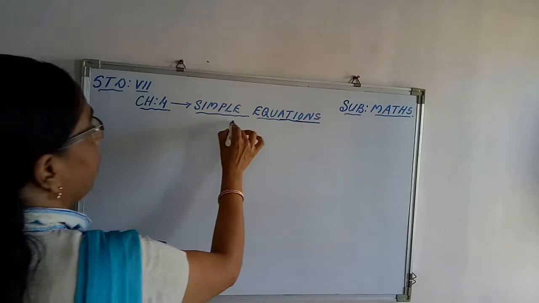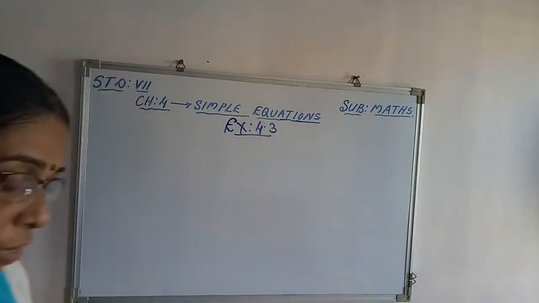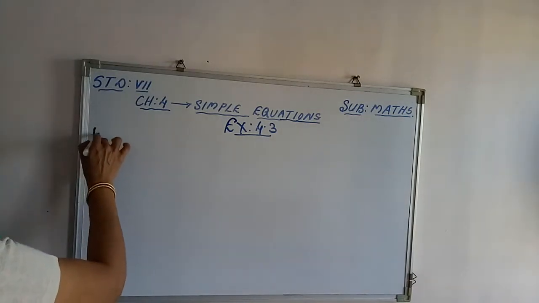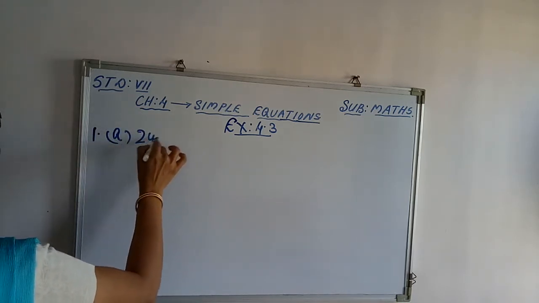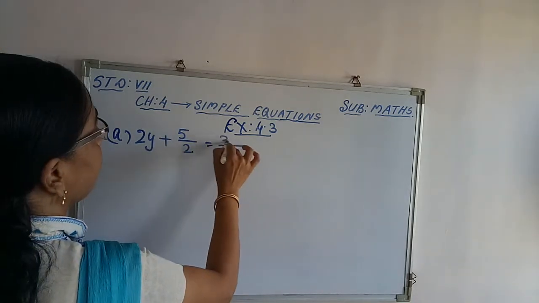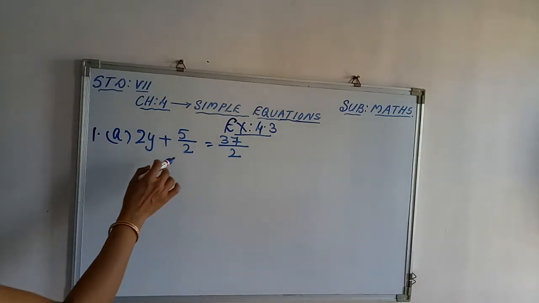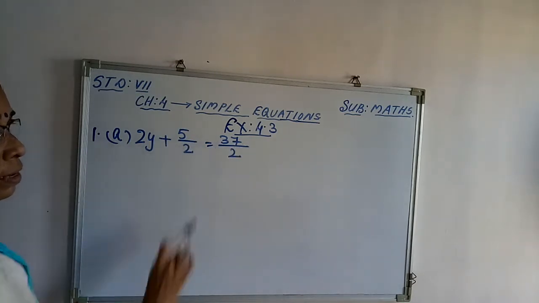Exercise 4.3. See the first question, solve the following equations. In that, A, 2y plus 5 upon 2 is equal to 37 divided by 2. So I told you we can use the transposing method. Here, what is to be transposed? 5 upon 2. It is in the LHS. If I take it to the RHS, the sign will be changed.